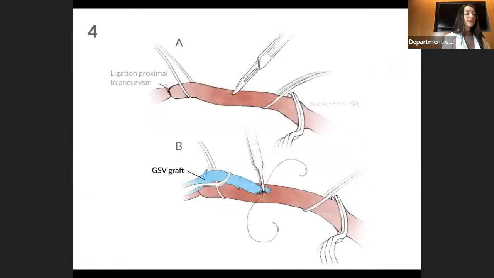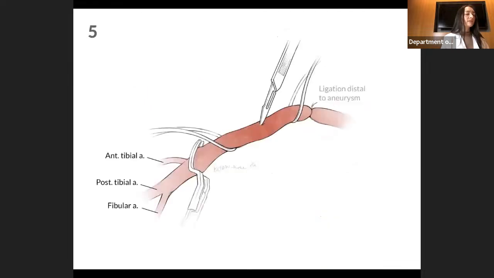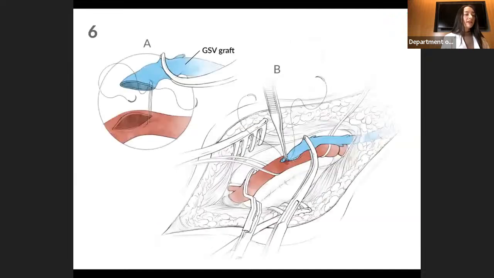A longitudinal arteriotomy was performed in the above-knee popliteal artery first. The graft was joined to the popliteal artery in end-to-side anastomosis with simple running sutures. Similarly, a longitudinal arteriotomy was performed in the below-knee popliteal artery. The great saphenous vein graft was packed to below the knee and joined to the popliteal artery in end-to-side anastomosis.